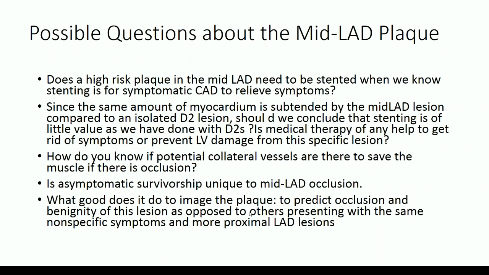What good does it do to image the plaque to predict occlusion and the benignity of this lesion, as opposed to others presenting with the same nonspecific symptoms? More proximal LAD lesions might be the reason to image the plaque. Where is the plaque? Is it proximal LAD prior to the first diagonal, or is it mid-LAD and we don't have to worry about it?